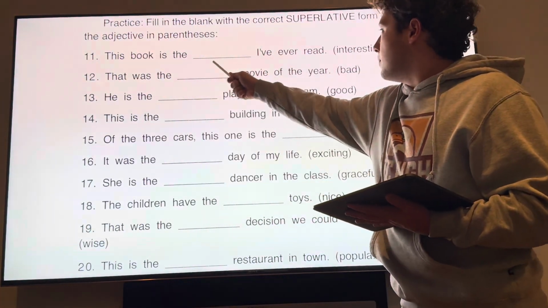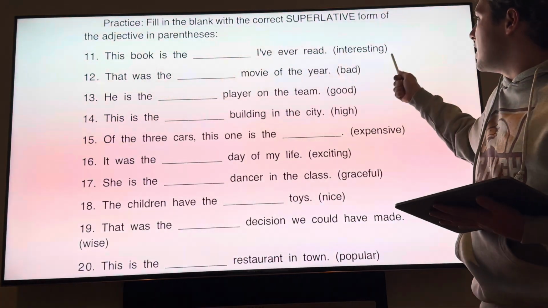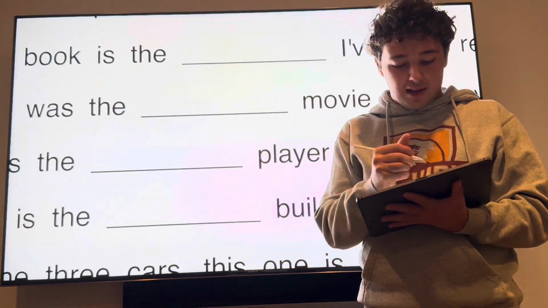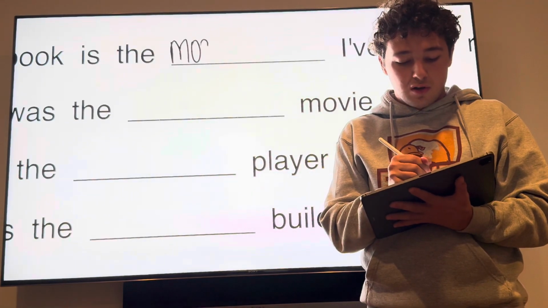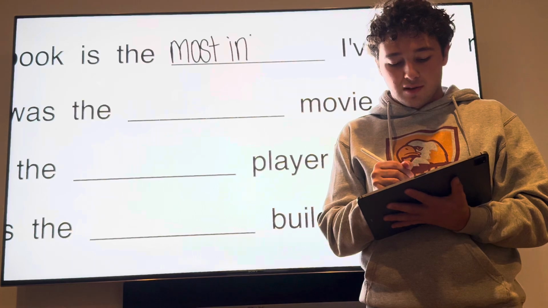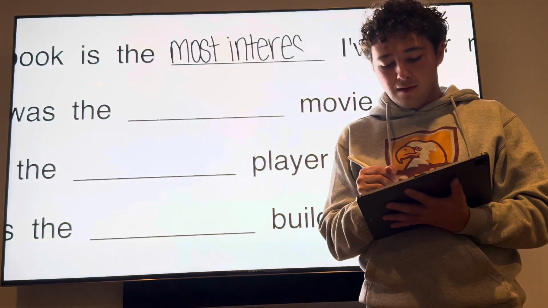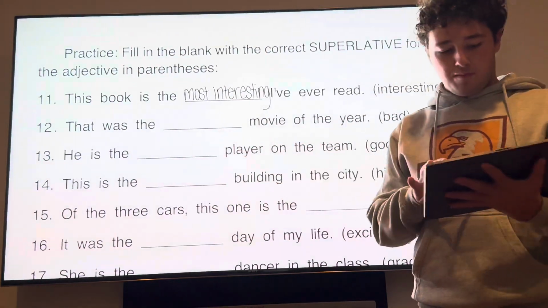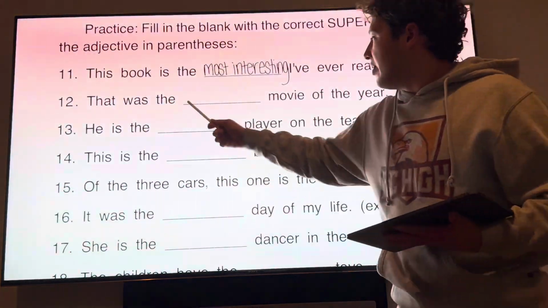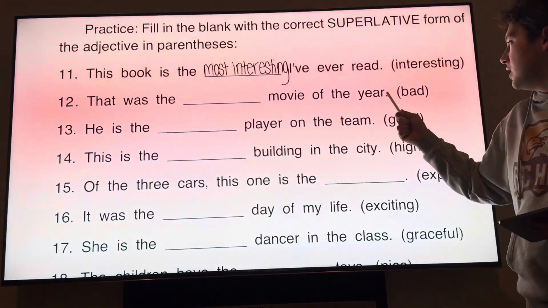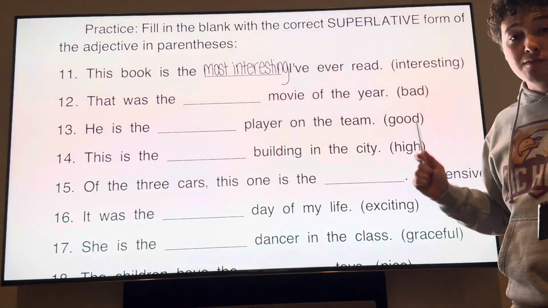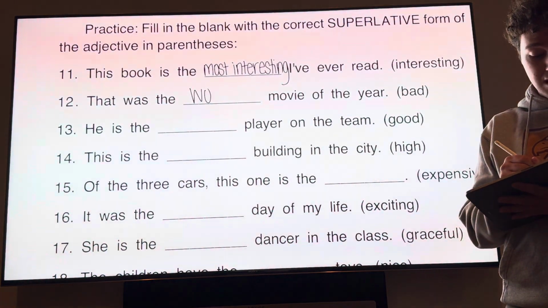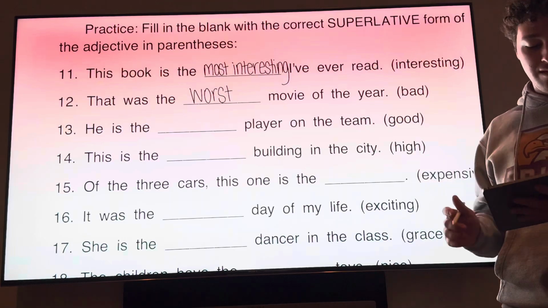This book is the blank I've ever read, and they give you interesting. Now, interesting is a long word, so the way you'd want to put it is most interesting. Why? Because it is a long word. So number 12, that was the blank movie of the year, and they give you bad. Now remember from above, bad has its own one, which is worst. That was the worst movie of the year.